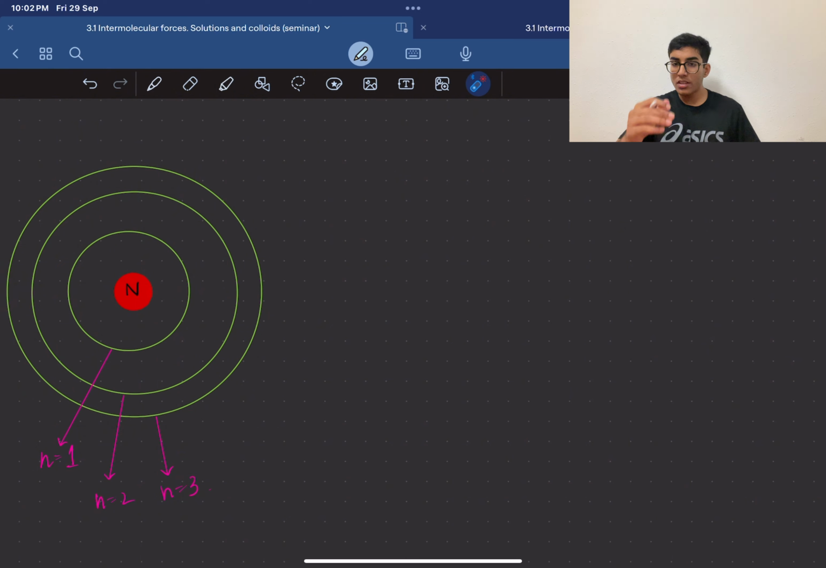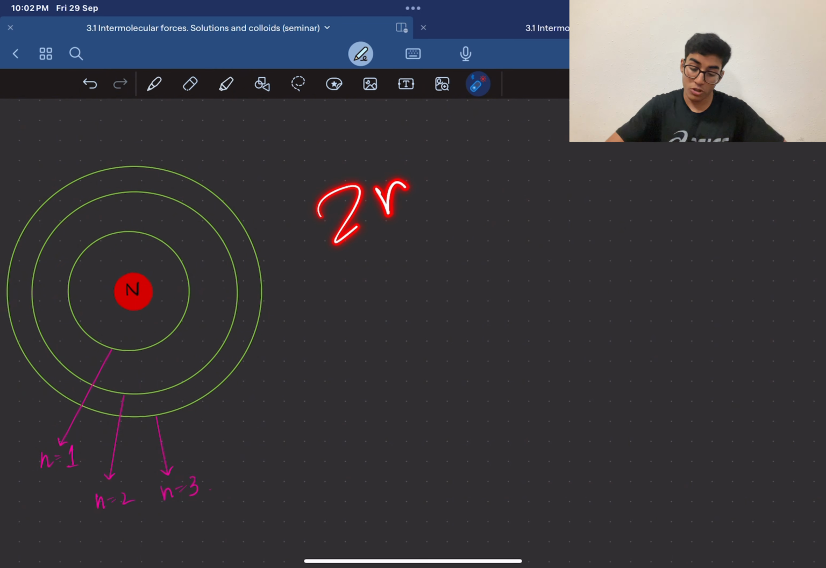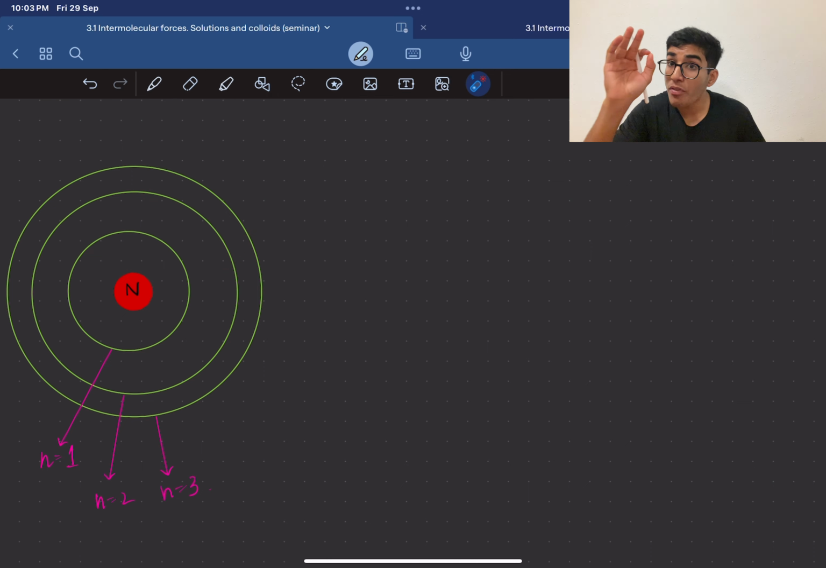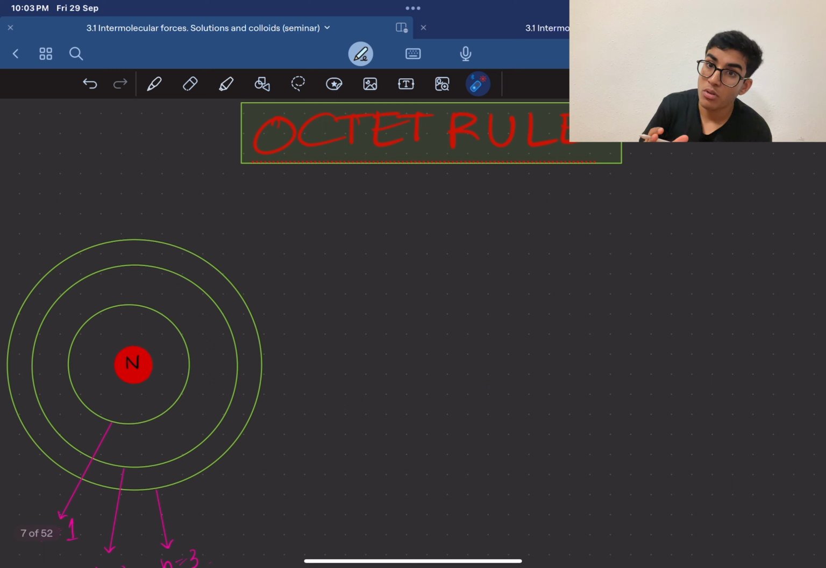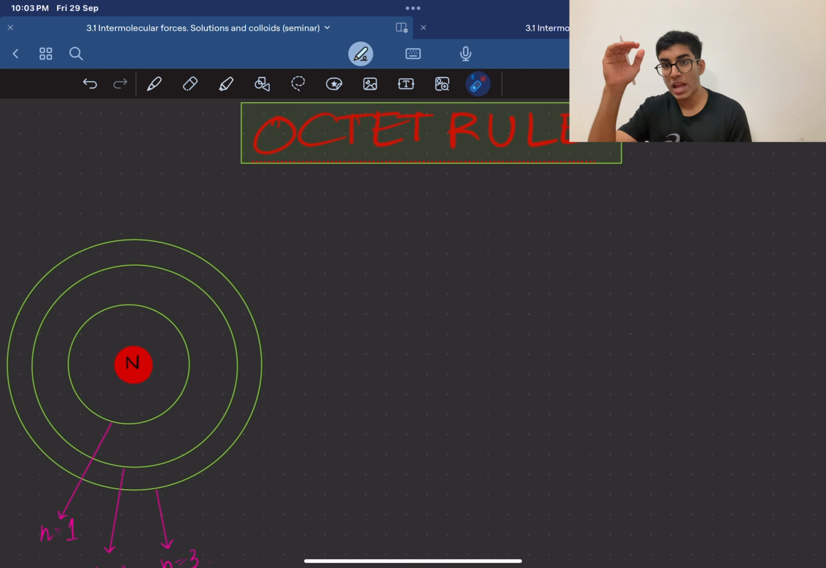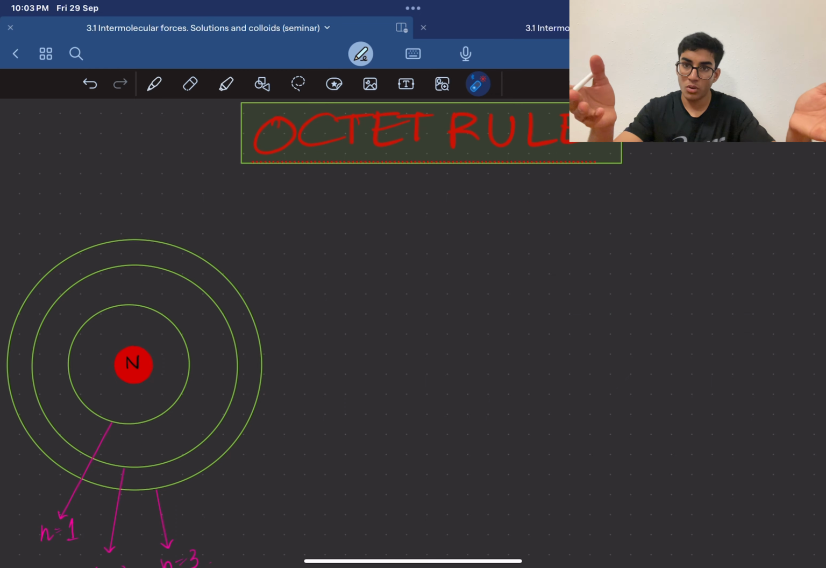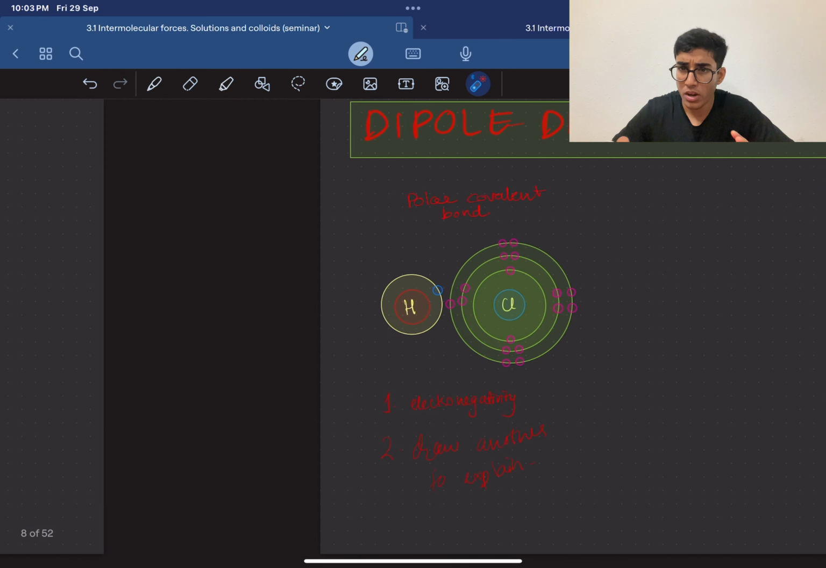And then the shells after this keep increasing, of course. 2n square keeps increasing, and the number of electrons keeps increasing. But from the second shell onwards, all the shells above it should contain a minimum of 8 electrons. Not the first shell, the second and above. The minimum number of electrons that should be present in their outermost shells is 8. And that's where we get the octet rule from. If the outermost shell, the valence shell, has 8 electrons, it's a stable atom. It means it has completed its octet. That's that. I'm not going to go any more into it.